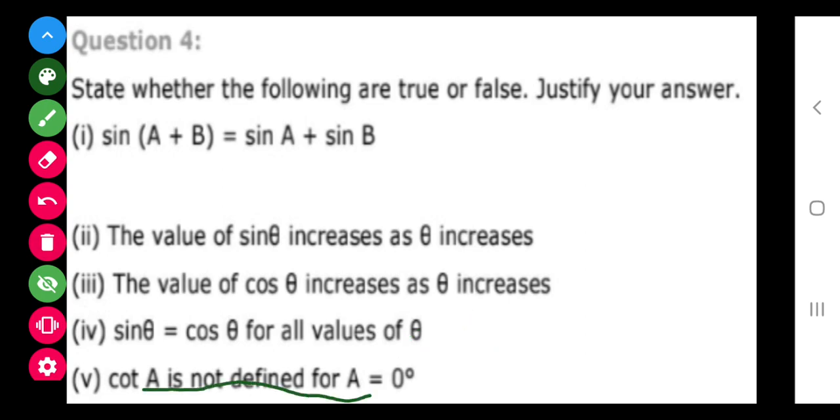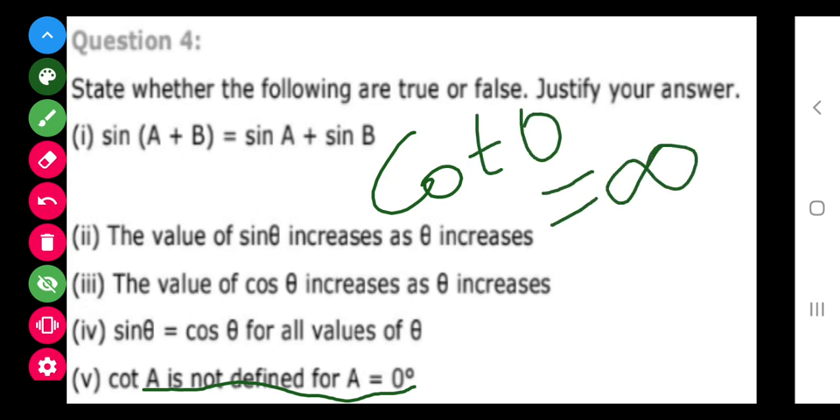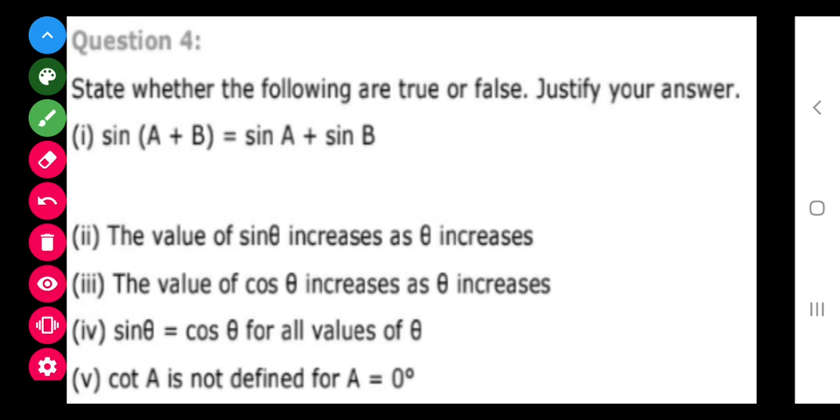Last, cot A is not defined at A equal to 0. Simply they are asking what is the value of cot 0. Cot 0 is infinity. So this is true. Not defined means infinity. So that's all, class, what we have got finally: this is true, this is false, this is false, and this is true. That's all, class.